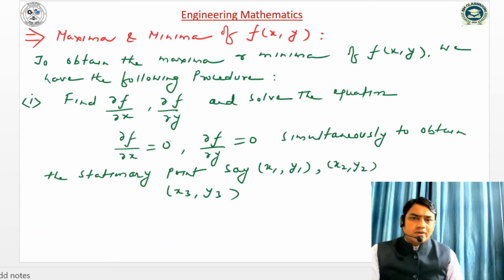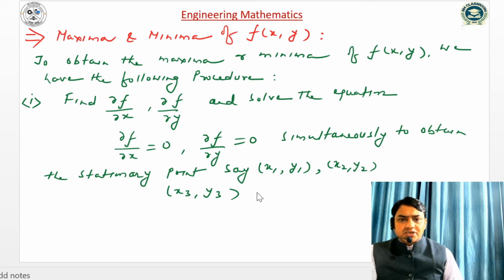Now if the maxima or minima of the function f(x, y) is asked, then how to compute the maxima and minima? To obtain the maxima or minima of f(x, y), we have the following procedure. Firstly, we have to find del f by del x and del f by del y and solve the equations to get the stationary points. So we will get the stationary points by putting del f by del x is equal to 0 and del f by del y is equal to 0.